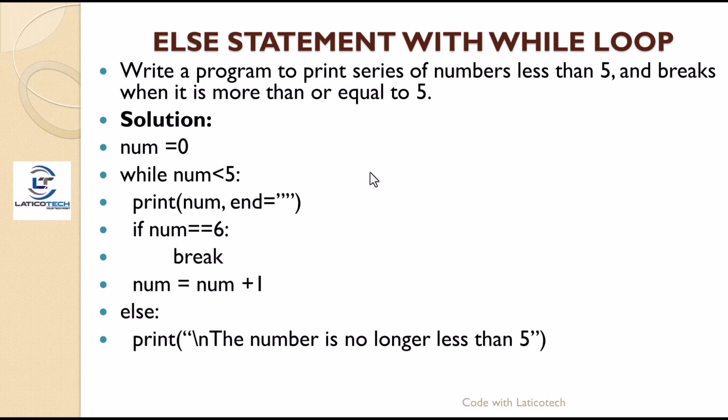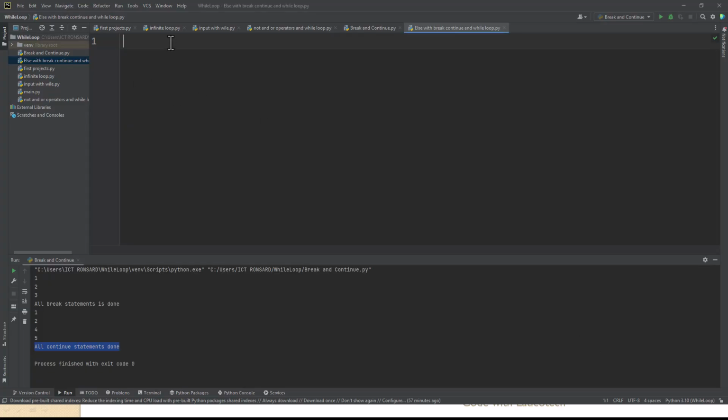Okay, so let's go back to our code editor and see what we do. Alright, so let's just get an example here. So here I'm going to do the else with break in while loop. So let's initialize our statement with value. Let's say we'll call it num equals 0. Okay, and then while num is less than 5, this is a condition we are setting for the while loop.